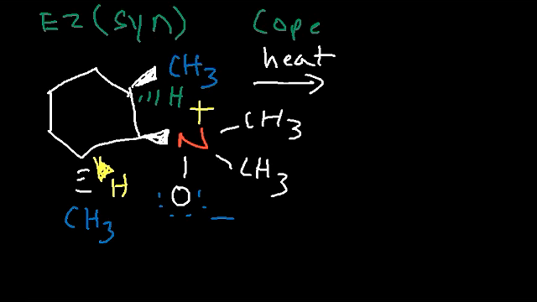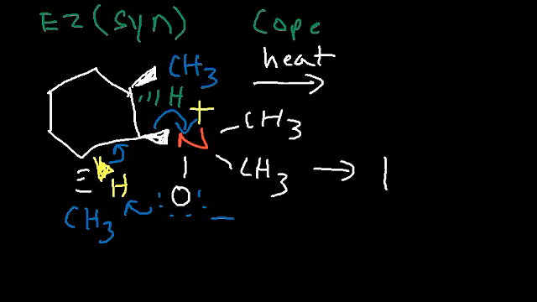As you can see, the oxygen is already in the right position to go for the yellow hydrogen. And so we're going to get a cyclic 5-membered transition state. 1, 2, 3, 4, 5. So the oxygen is going to go for the hydrogen. The carbon-hydrogen bond is going to break. And then the carbon-nitrogen bond is going to break as well.